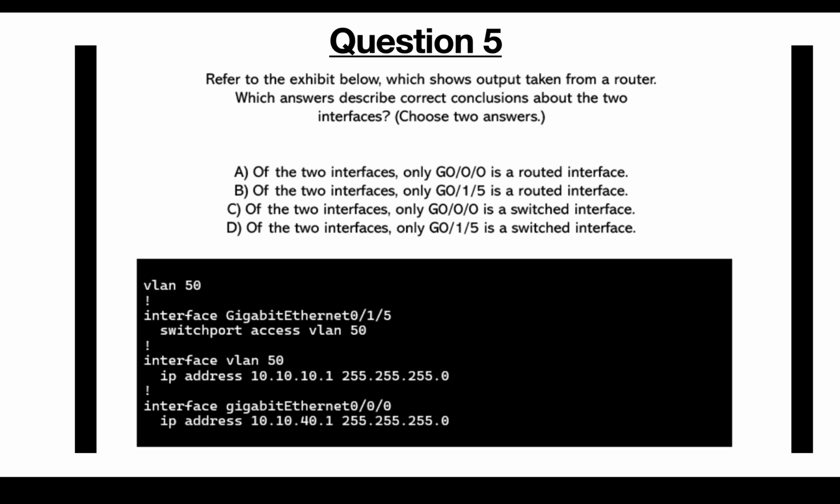So A, of the two interfaces, only G000 is a routed interface. B, of the two interfaces, only G01015 is a routed interface. C, of the two interfaces, only G000 is a switched interface. D, of the two interfaces, only G015 is a switched interface. Got 4 answers here. So please pause the video and have a think, and I'll play the answer in about 5 seconds. So please pause the video now.